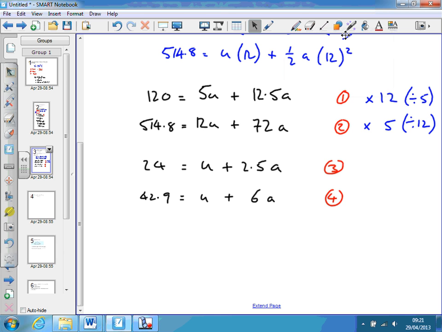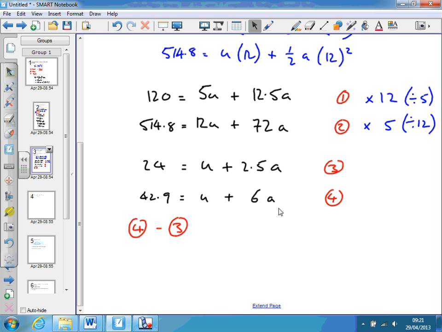Okay, so now I have two more equations, call them 3 and 4, where I've divided number 1 by 5 and number 2 by 12. You can see actually this is probably a more straightforward one to play with than if I'd multiplied by 12 and multiplied by 5. But the answer will come out to be the same. So now I have a situation where u's are the same in both. So if I subtract one equation from the other, u's will disappear, which is what I want to happen. The only question is which way round. Well, if I take 2.5a away from 6a, I'll end up with a positive number, which is probably a good idea. So I'm going to do equation 4, take away equation 3.